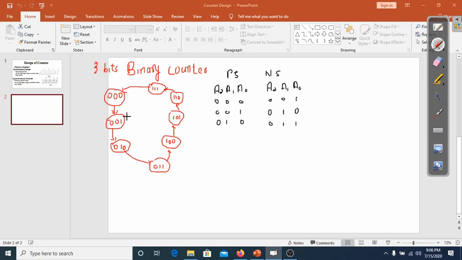You can use some different flip-flop. So next, the present state is 011. The next state is 100.